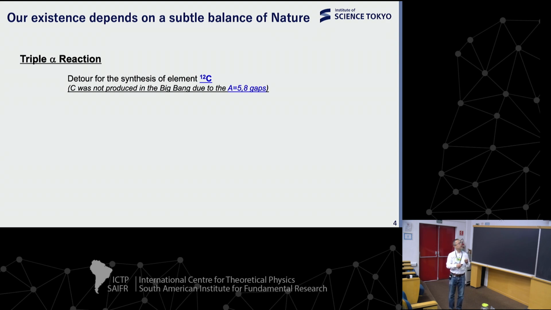Bound states of mass number 5 and 8 do not exist, right? So then in the Big Bang, most of the nucleosynthesis occurs from protons, hydrogen, into helium, and only a tiny amount of lithium was produced, but not more.